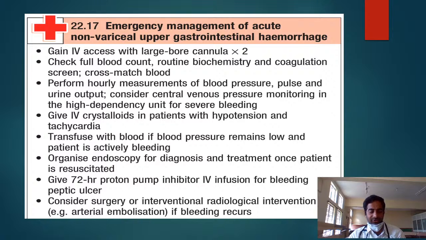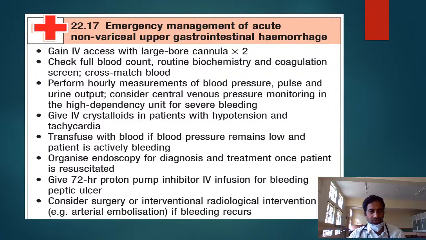For emergency management, the first thing I have already told: check the vitals and gain IV access. You put in large bore cannulas, at least two, one on either side, because you may need to transfuse PRCs or even platelets if required. Then check the full blood count. If the patient is in shock, give IV fluids, and send routine biochemistry and a coagulation screen. Cross match blood also. Then perform hourly measurement of blood pressure, pulse, and urine output as well.